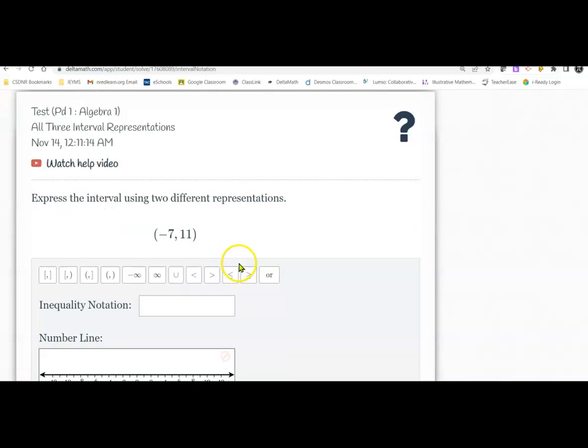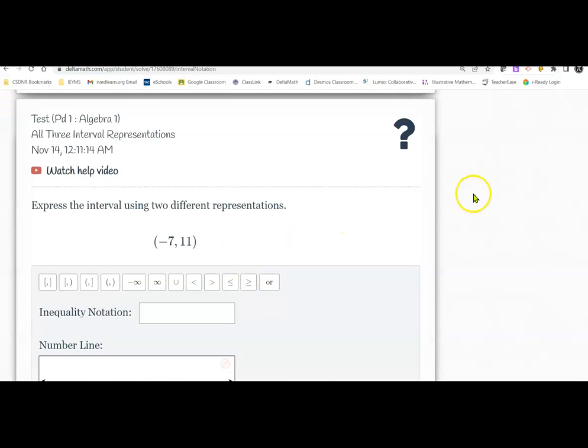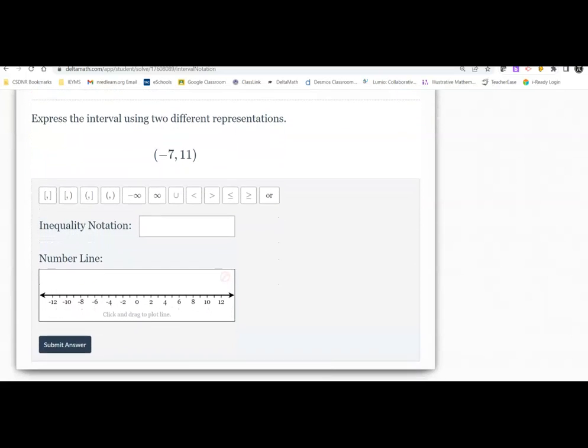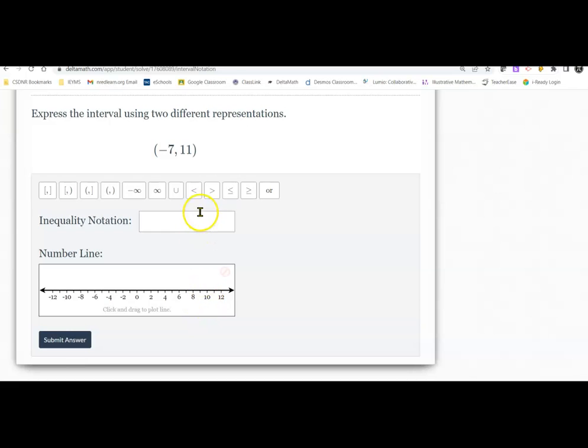Express the interval using two different representations. So they want you to practice going back and forth now, the inequality and the graph. I feel like the graph is the easiest, so I'm going to start at -7. I'm going to go up to 11. I've got two parentheses, so I've got two open circles. And when I do that, I know I've got an in-between, so I know I need two of these, and I need an x in between.